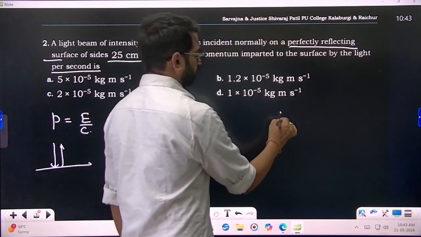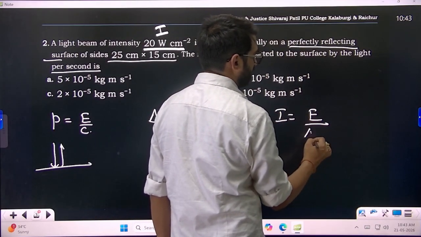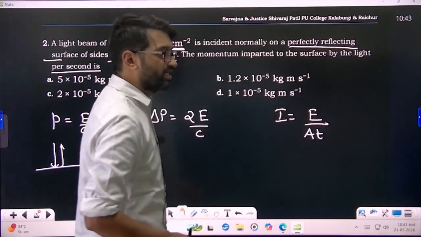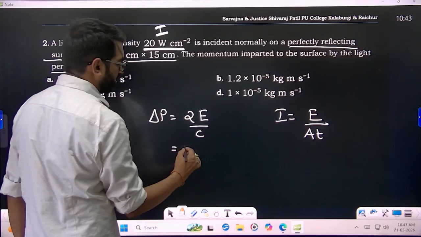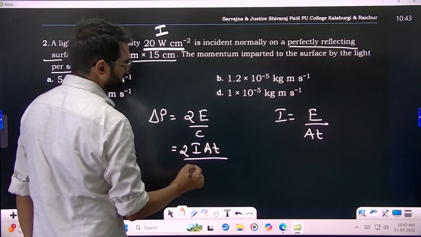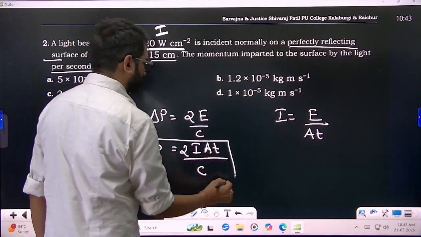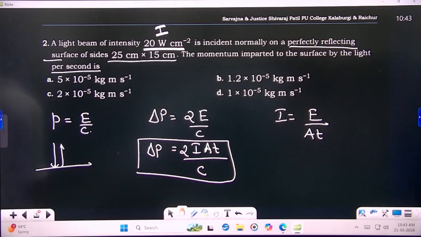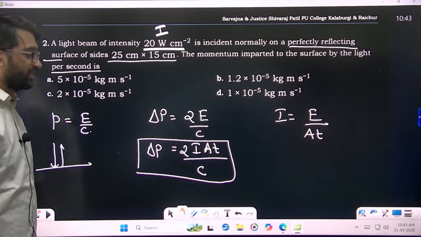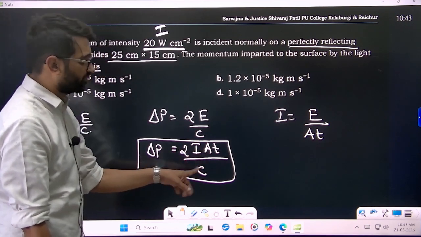But as we know, for intensity there is a direct formula. Intensity is energy per unit area per unit time. Energy is replaced by IAT. So this becomes 2 into I into A into T by C. This is the change in momentum when a photon is incident on a perfectly reflecting surface, 2IAT by C. If it is an absorbing surface, then it is IAT divided by C.